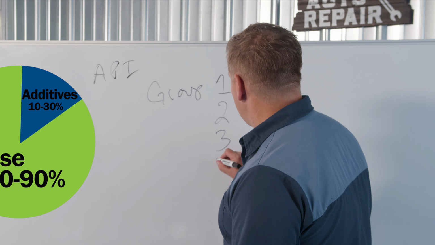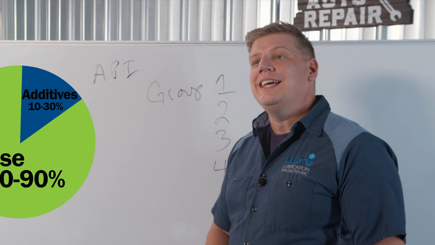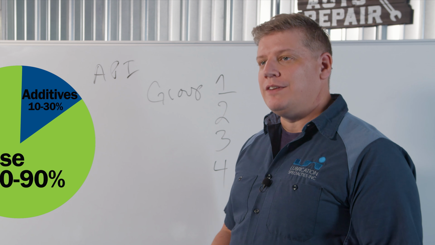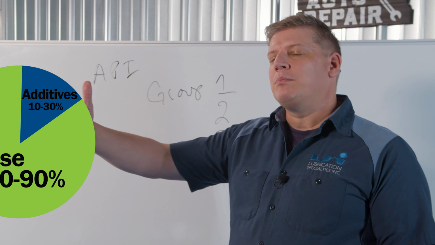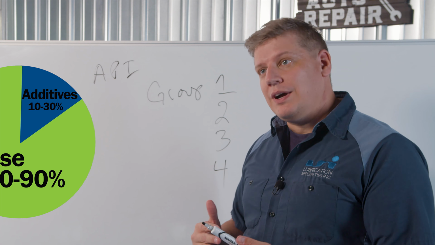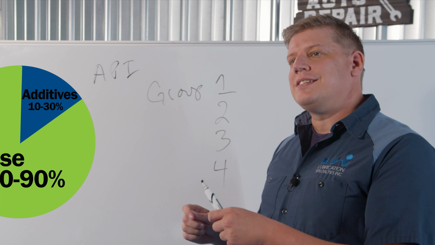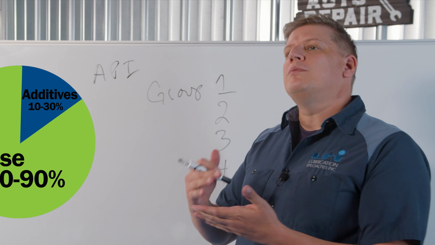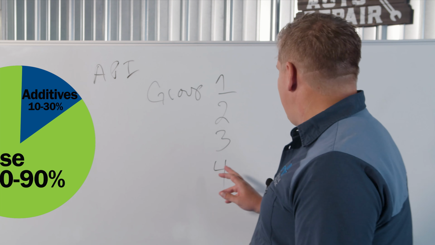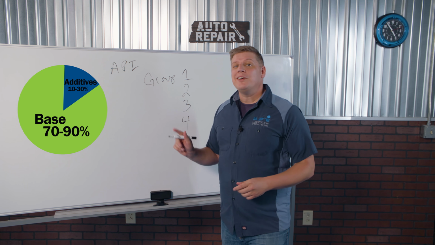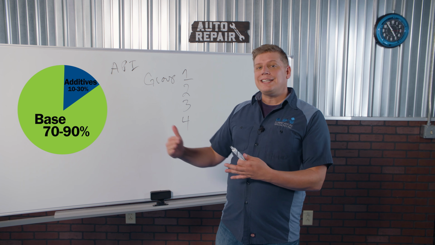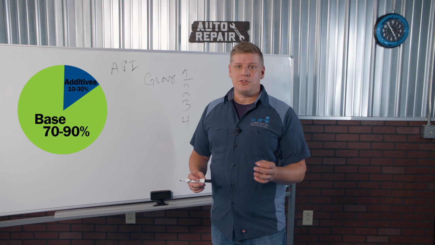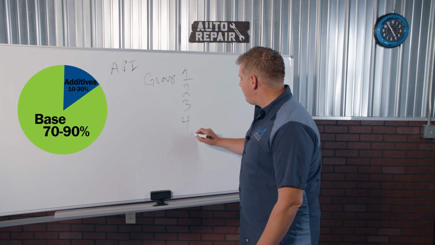Next up is Group 4, which is really quite interesting. It's the polyalpha olefins, or PAOs. What they are, are molecules that are broken down from crude oil at the molecular level. They're then synthesized into something that is even more stable and more uniform. Now, PAOs are very useful because they can be used at both extreme temperatures of hot and cold because of their molecular structure.